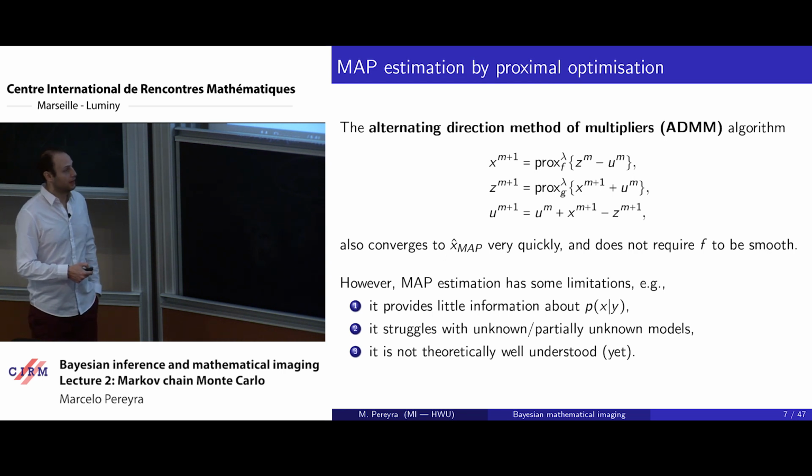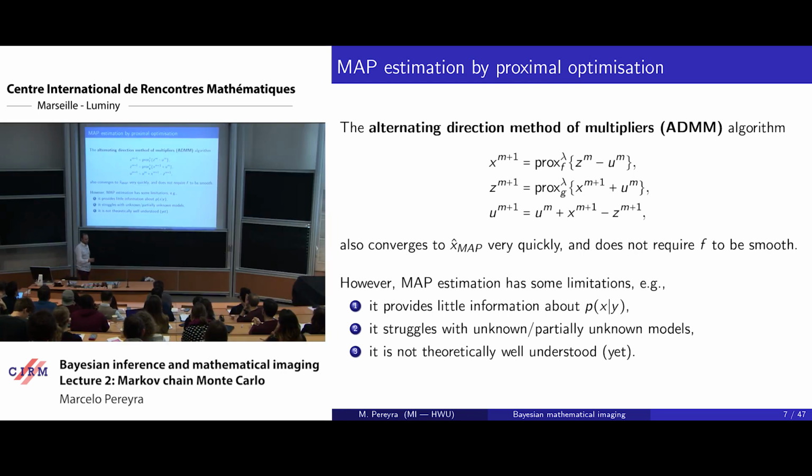Then this works fine when G and F are perfectly known, but if I mess with you by saying that I don't know the noise level or the regularization parameter or the exact values of the linear operator A, then things very quickly become a lot more difficult and we start to struggle. So we struggle with models that are unknown or partially unknown.